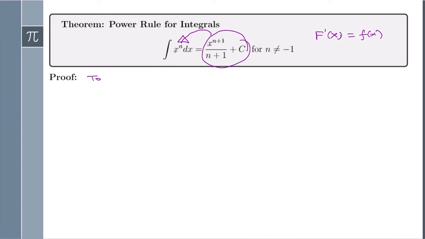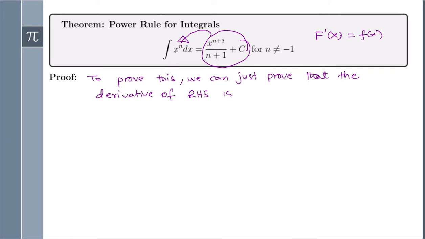To prove this, we can just prove that the derivative of the right-hand side is x to the n, such that n is not equal to -1. Okay, let's go ahead and do that.